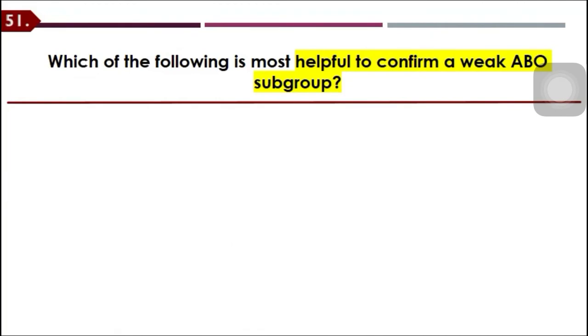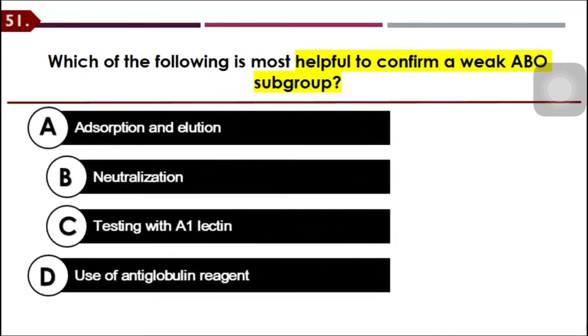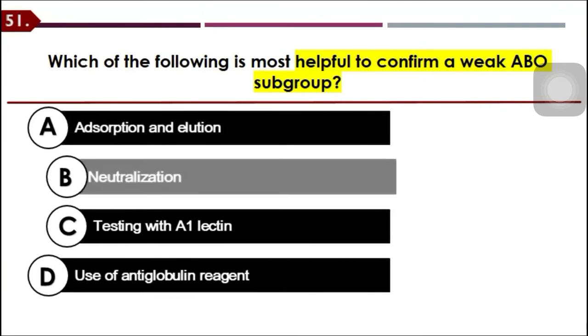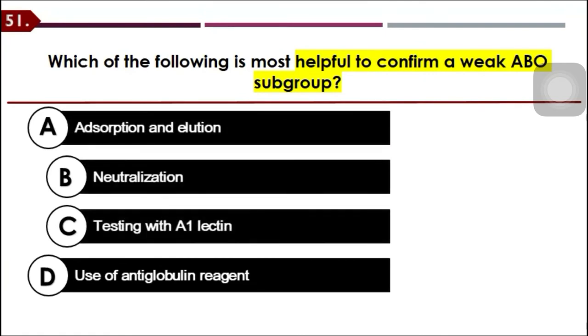Next, for number 51, which of the following is the most helpful to confirm a weak ABO subgroup? Again, highlight weak ABO subgroup. Is it letter A, adsorption and elution? Letter B, neutralization. Letter C, testing with A1 lectin. Letter D, use of antiglobulin reagent. Correct answer is letter A, adsorption again, and elution.